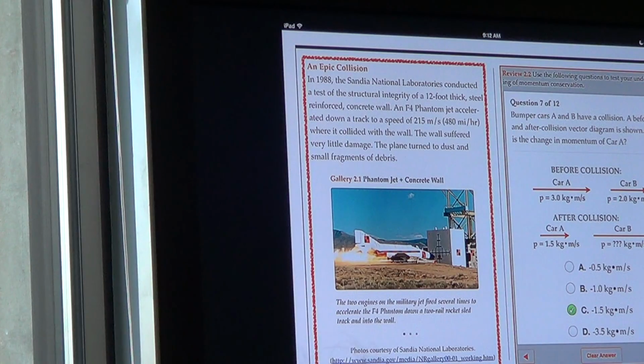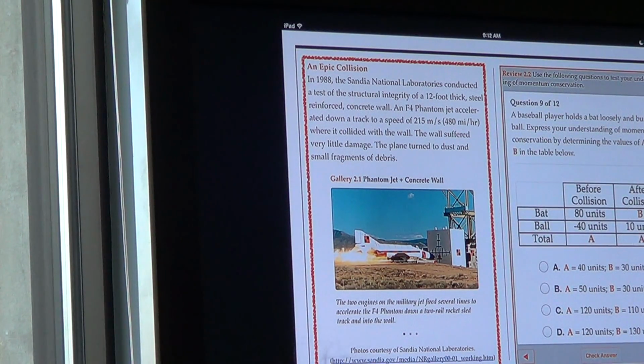What would be another way we can think about that? If car A is losing 1.5 units of momentum, then car B would be gaining 1.5. So that would be another way to look at it.